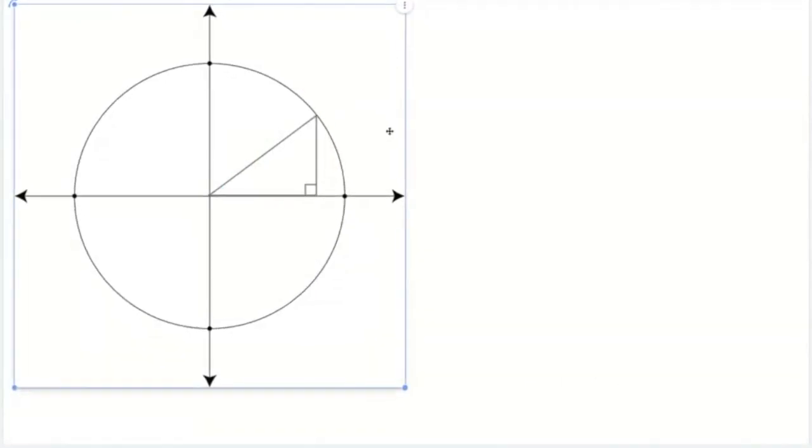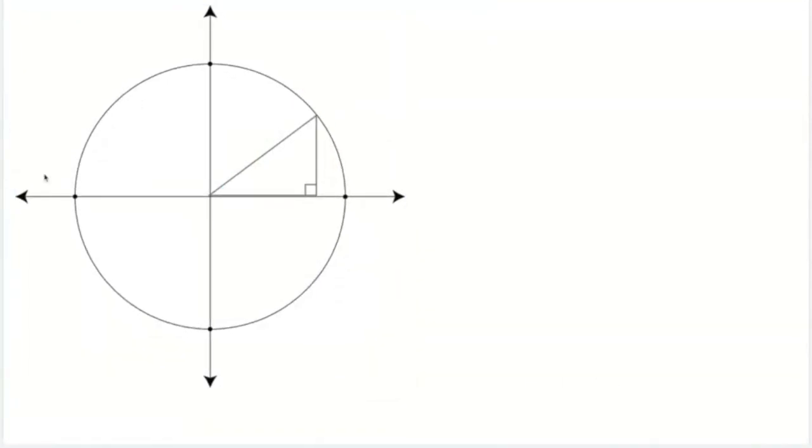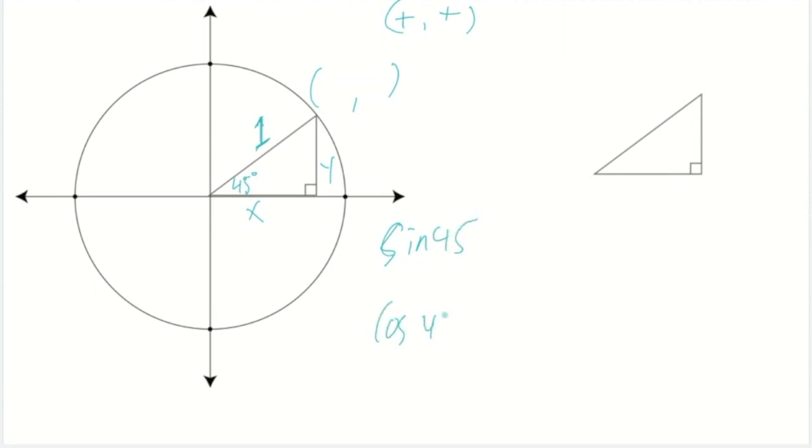All right, because I only have one size triangle, we're just going to pretend that this is 45 degrees. We're going to say, what are our values here, our x and our y? We know this is going to be plus, plus. So everything here in the first quadrant is positive. But what are our values for x and y going to be here, our actual coordinates? We're going to want sine 45 and cosine 45.